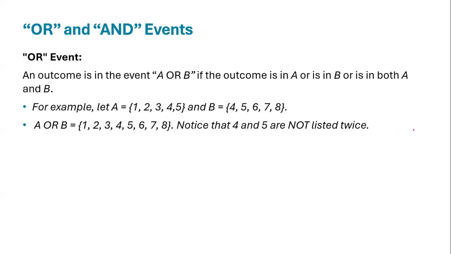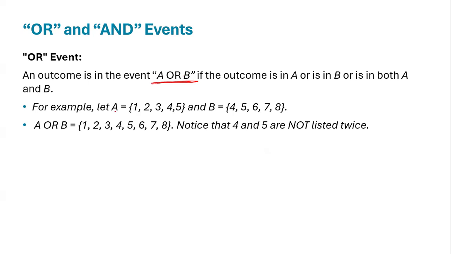Let's see what an OR or an AND event is. Sometimes when you want to find the probability of an event, we have an OR. For example, they tell us find the probability of event A or event B. What does it mean, OR? OR means you need to combine all of the outcomes in event A and event B, because A or B means all the outcomes which are in event A or in event B or in both.